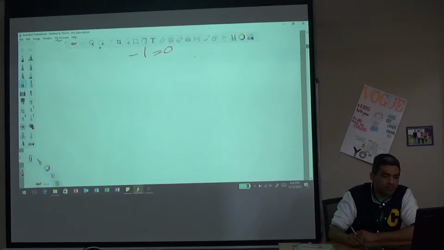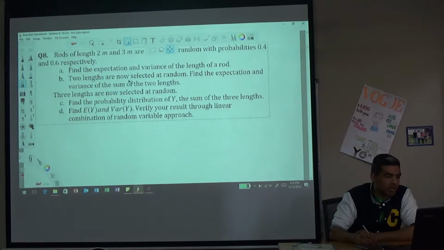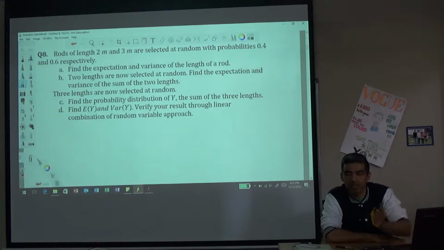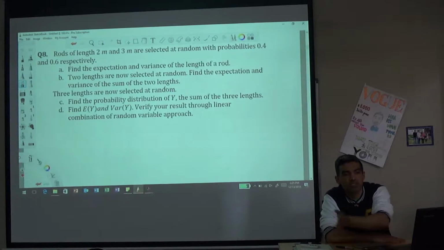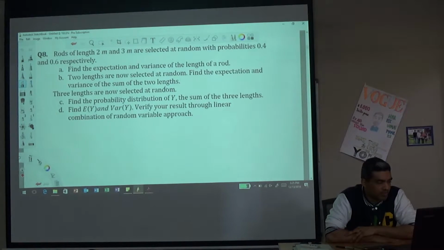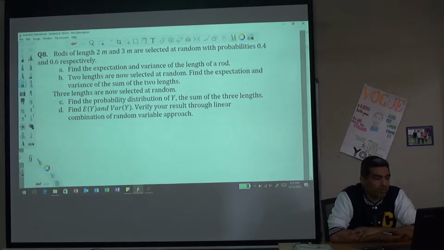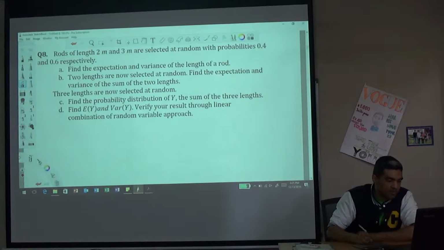The discussion we were having last time was about multiple observations coming out of the same random variable, multiple instances of the same random variable. That is why the expected value and the variance remain the same no matter how many instances you observe. So this is another question relating to that. Rods of length 2 meters and 3 meters are selected at random with probabilities 0.4 and 0.6. Find the expectation and variance of the length of the rod.